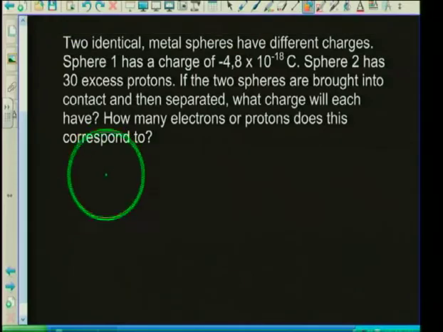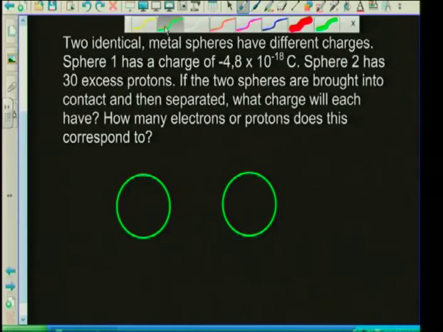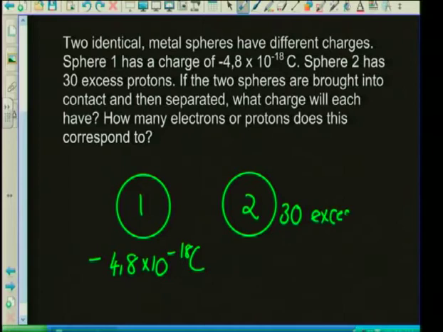So, two metal spheres, so let's draw two. There's my first metal sphere. Let's just move it. There we go, metal sphere one. And let's put another one. Two identical metal spheres have different charges. Sphere one has a charge of minus 4.8 times 10 to the minus 18 coulombs. Sphere 2 has 30 excess protons.